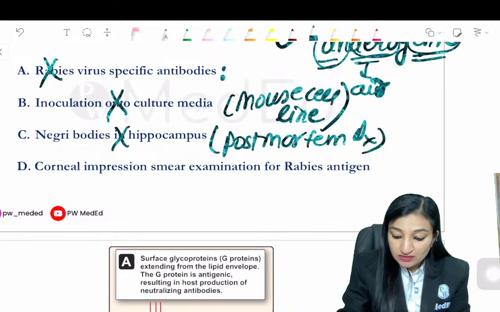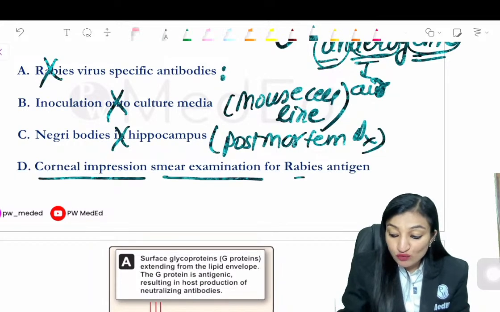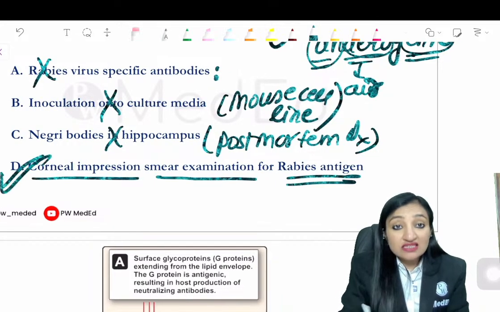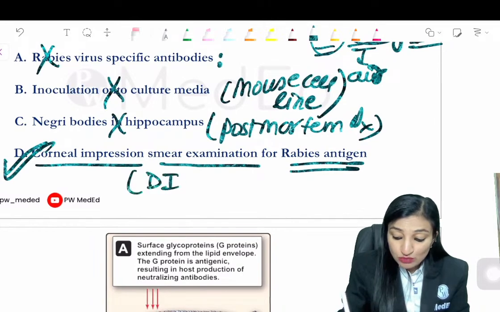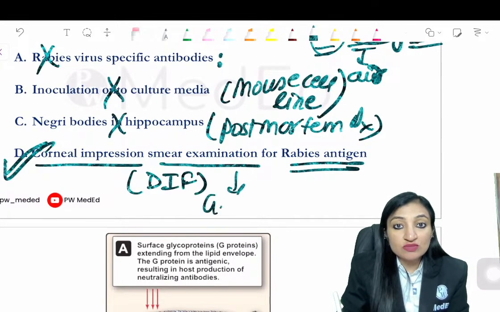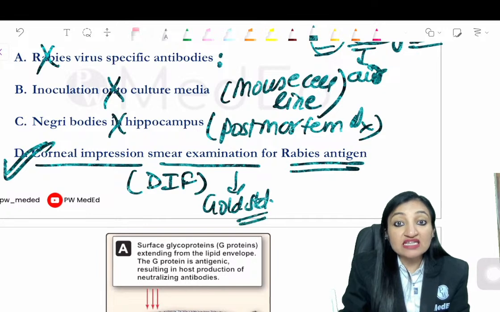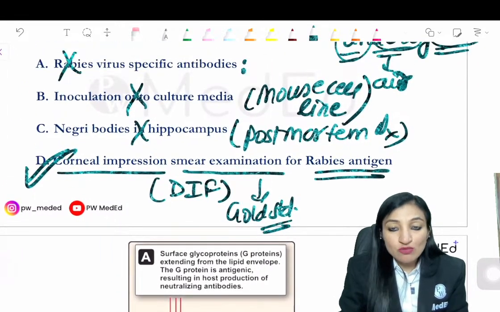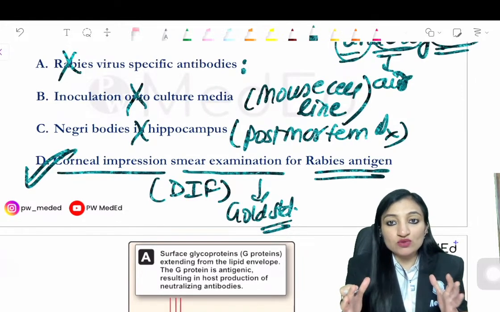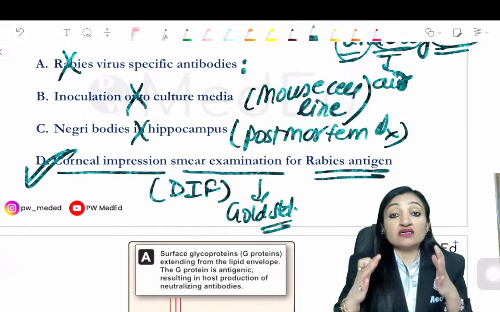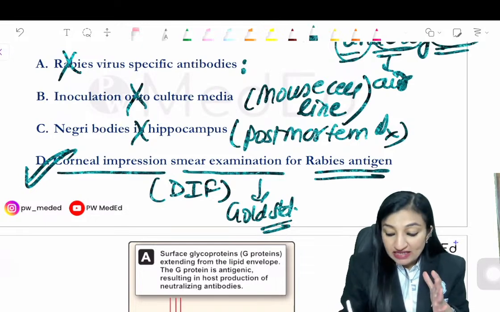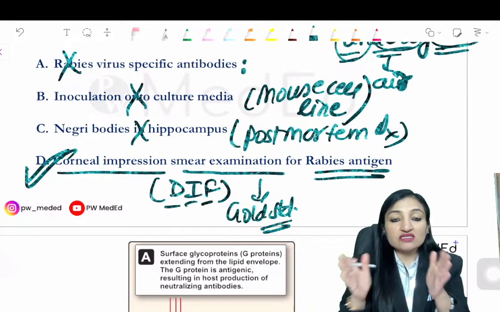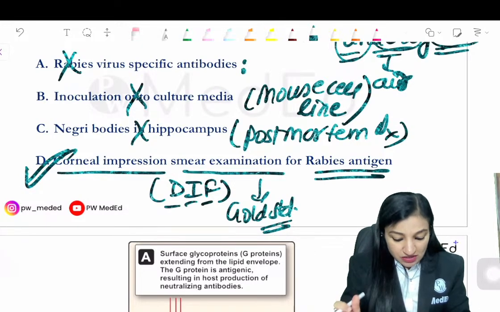Post-mortem diagnosis. Corneal impression smear examination for rabies antigen, yes, this is done, and it is done by direct immunofluorescence. In fact, it is considered to be the gold standard. It's highly sensitive. So the answer is option D. For antemortem diagnosis, the gold standard is said to be rabies antigen detection by DIF, direct immunofluorescence, in corneal impression smear.